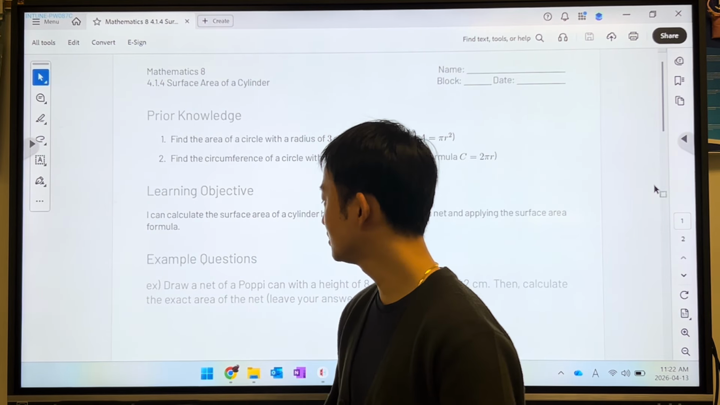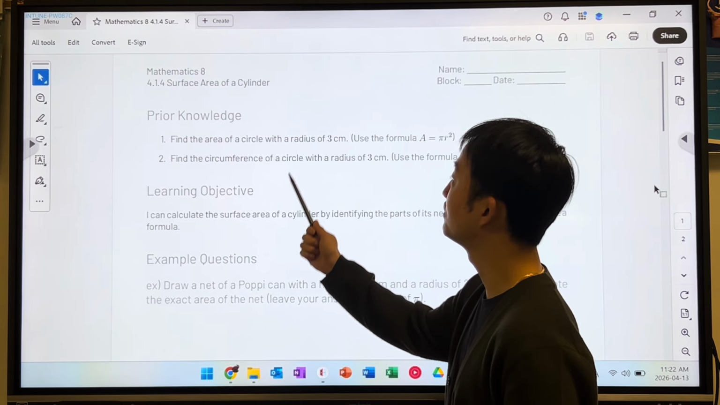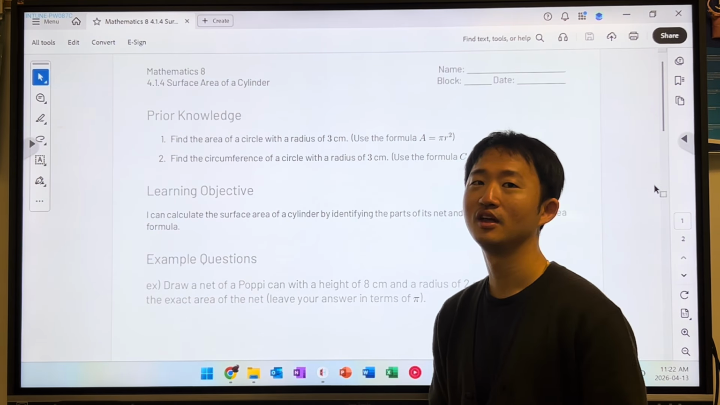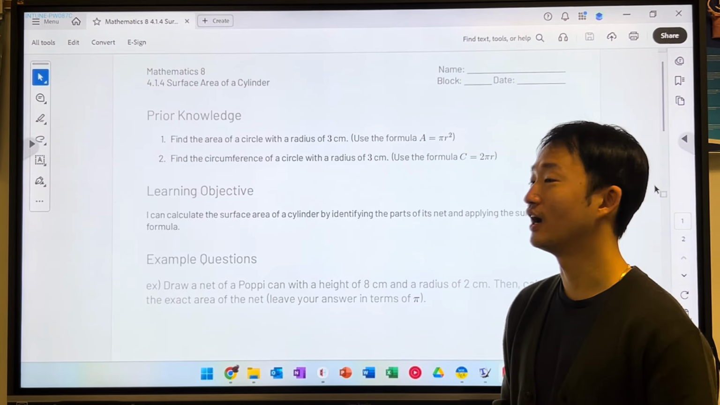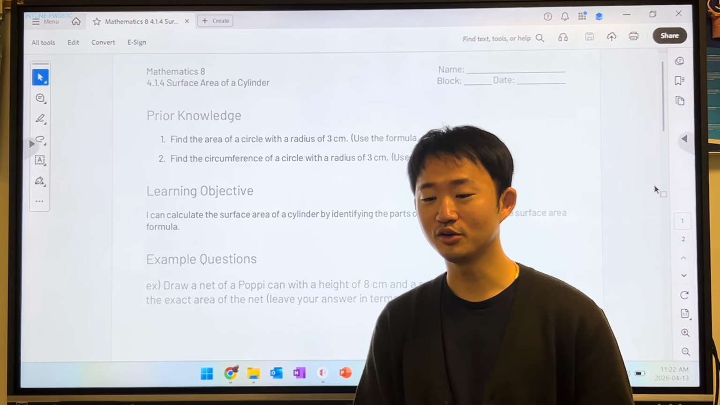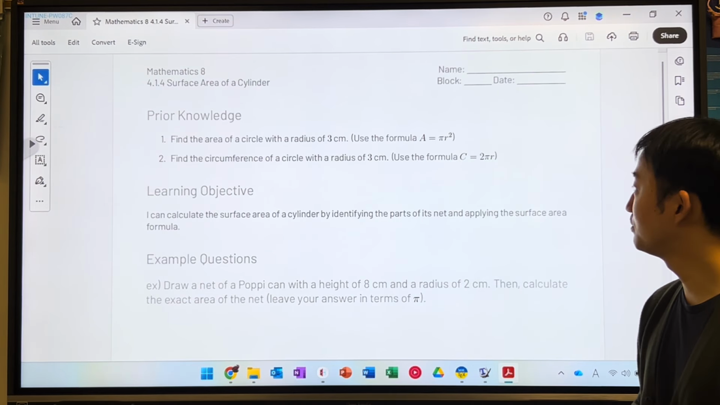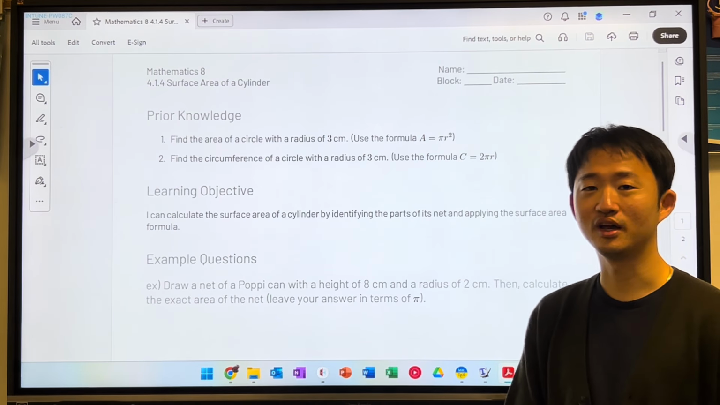Before we start, there are some important things that you need to know how to do. For example, you need to know how to find the area of a circle, and you also want to know how to find the circumference of a circle. After this video, you'll be able to calculate the surface area of a cylinder by identifying the parts of its net and applying the formula.